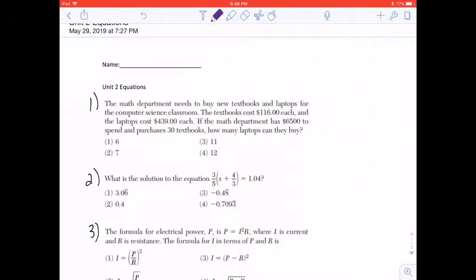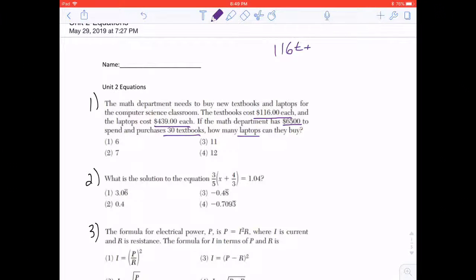The math department needs to buy new textbooks and laptops for the computer science classroom. The textbooks cost $116 each, and the laptops cost $439 each. If the math department has $6,500 to spend and purchases 30 textbooks, how many laptops can they buy? So we're going to start by creating an equation here.